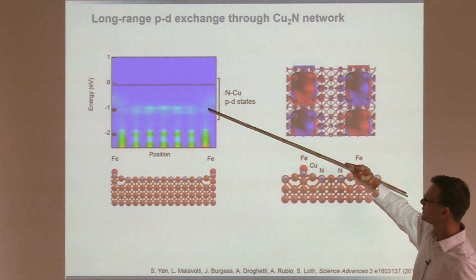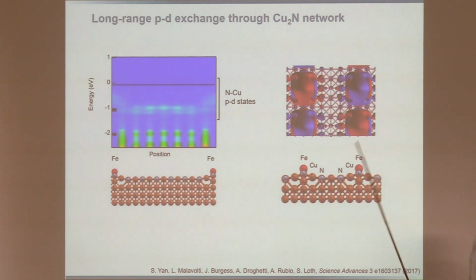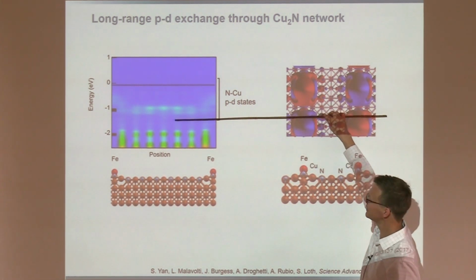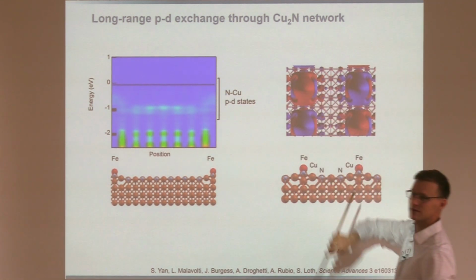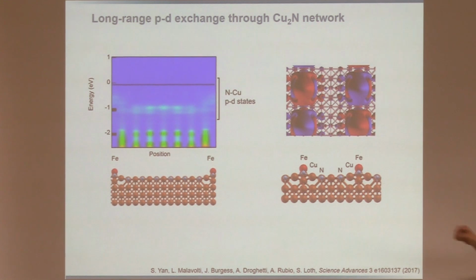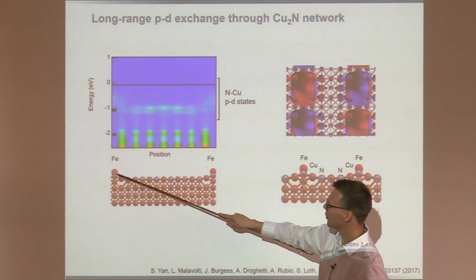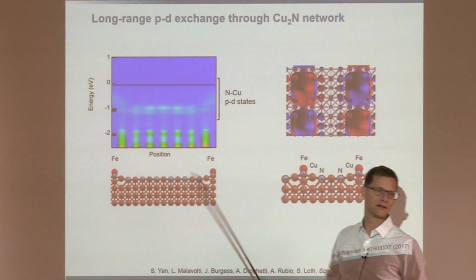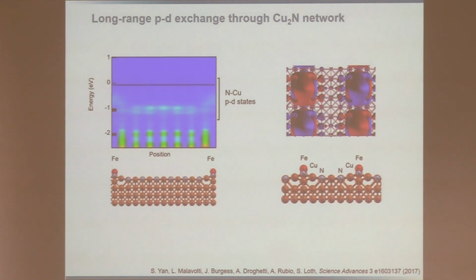Right? So these are pd hybridized states between the nitrogen p orbitals and the copper d orbitals. And this guy is the binding state, and that guy is the antibinding state. The antibinding state overlaps with the Fermi energy and allows direct scattering of electrons. So an electron can scatter from the iron atom onto this state, propagate through, scatter on here, and go back. So this is sort of a long-range superexchange mechanism that is at play here.